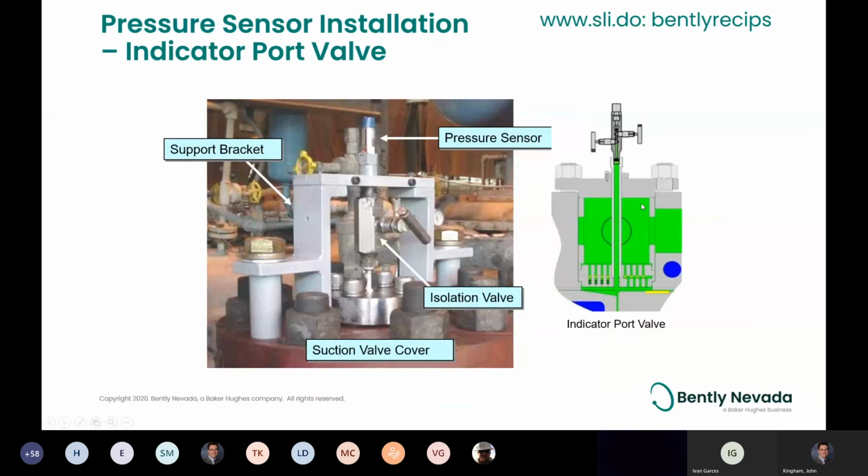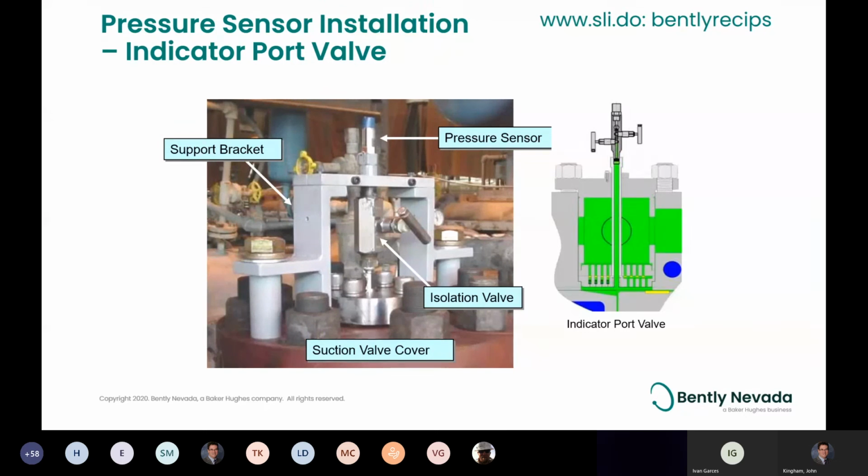Here is an indicator port valve. And I forgot to mention this when I was showing you the cylinder. If you don't have ports drilled and tapped in your cylinders, now is not a good time to do that. They should be drilled and tapped by the OEM, because this is a pressure vessel and you don't want to introduce any flaws or areas where it could weaken that cylinder.